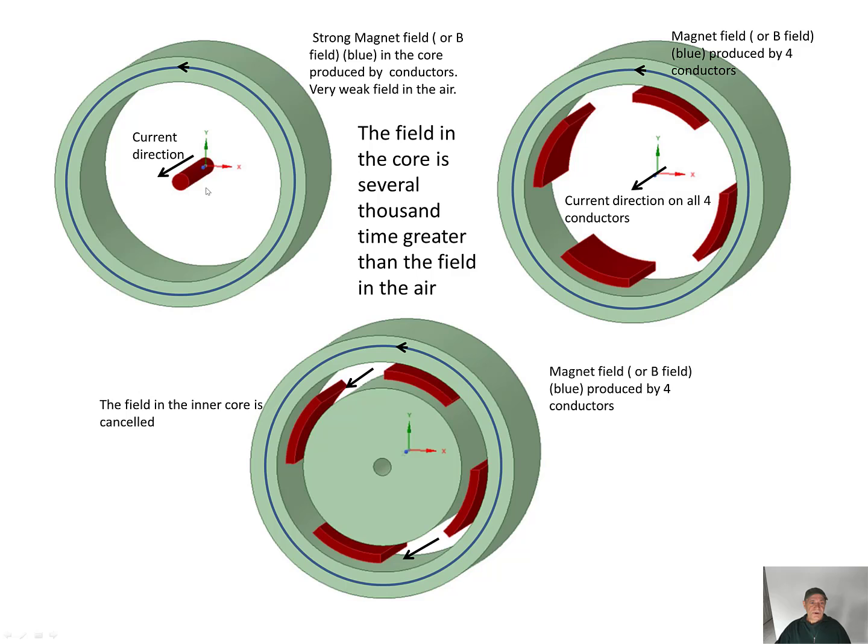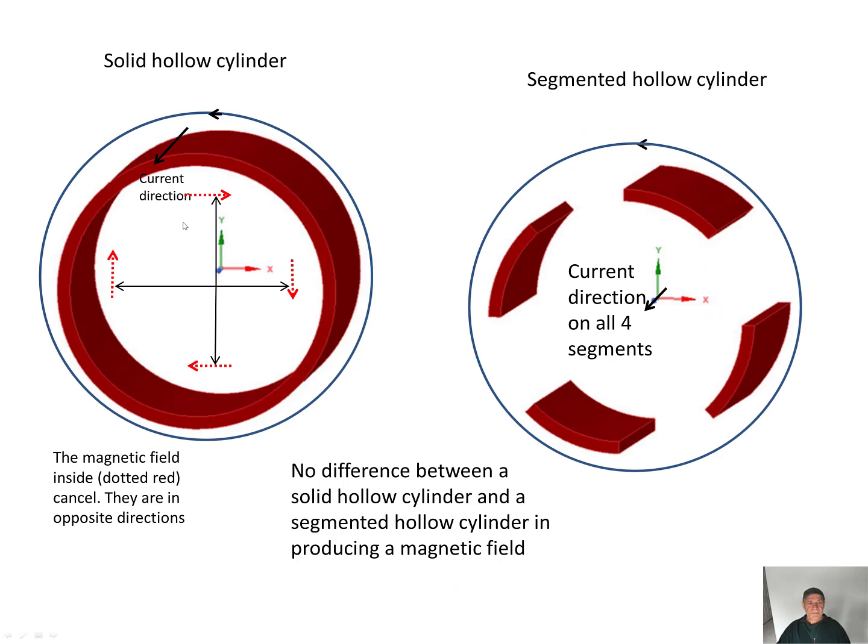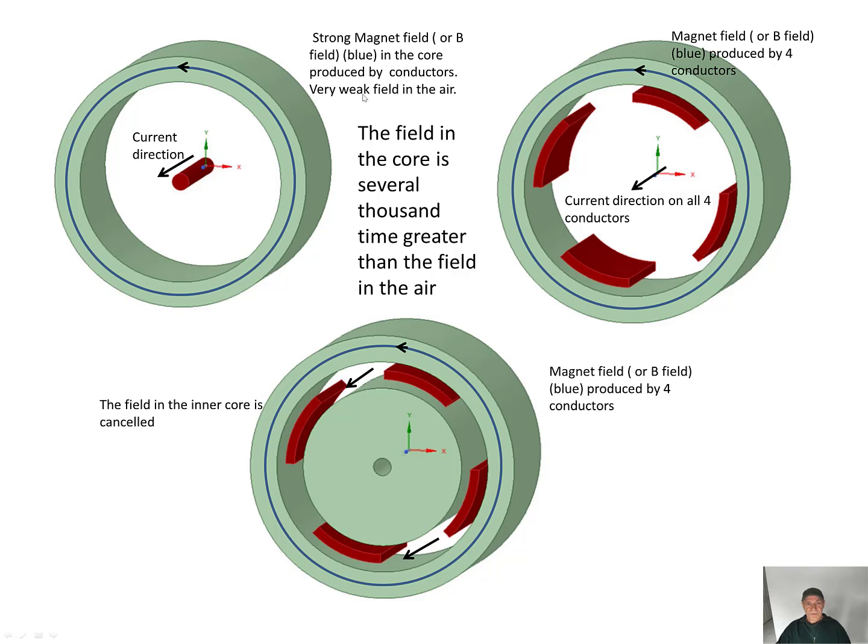A conductor inside of a core produces a strong magnetic field, the B field, the blue line, in the core, and a very weak field in the air. The field in the core is several thousand times greater than the field in the air. The magnetic field, or B field, blue, produced by 4 conductors is similar to that of a single conductor. There is basically no magnetic field inside, and if you add an inner core, the field inside the inner core is cancelled. It still produces the same field on the outside.